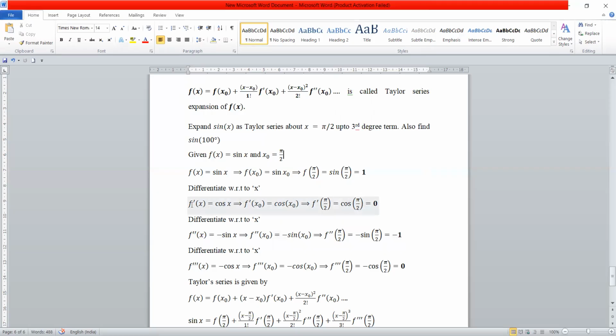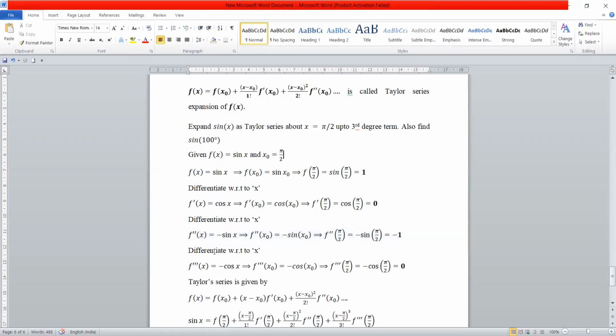So differentiate again the above step with respect to x. We get f double dash of x, cos x differentiation is minus sin x. Now assigning x as x naught, f double dash of x naught is equal to minus sin of x naught. Again assigning x naught value as pi by 2, f double dash of pi by 2 is minus sin pi by 2, and sin pi by 2 is 1.